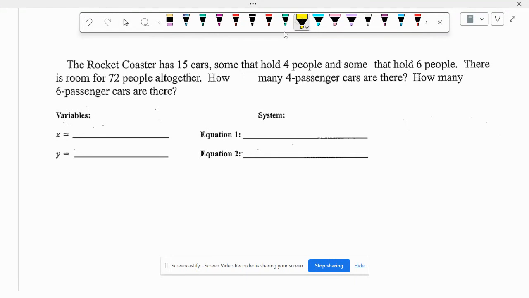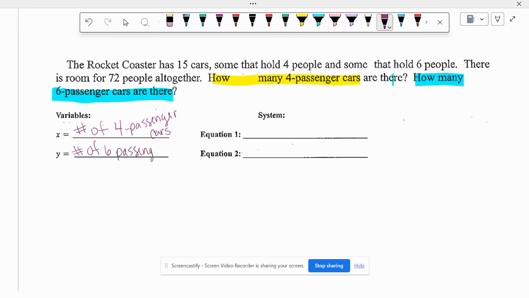So these are the variables. The first variable, how many, that's the number of 4-passenger cars. So X is the number of 4-passenger cars. That's what X is. The other variable, how many 6-passenger cars are there, sorry, so y is the number of 6-passenger cars. That's what it's asking you. So those are the variables.